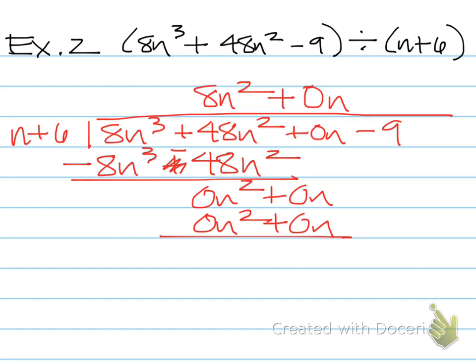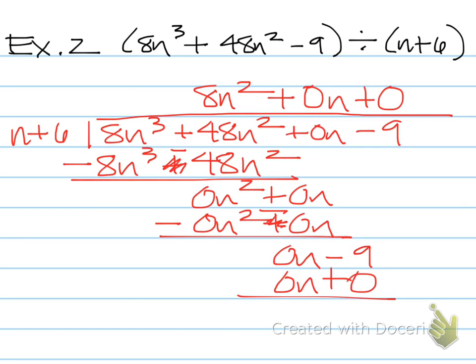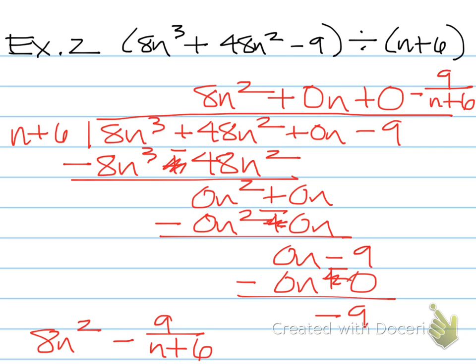Change the sign of the bottom row and add them up. We get 0n, bring down that last term. We need to multiply n by 0 to get 0n. And then 0 times n plus 6 is just 0n plus 0. Change the signs of the bottom row, add them up, and we get negative 9 as our remainder. So we write negative 9 over the divisor. Now getting rid of the placeholders, we should have 8n squared minus 9 over n plus 6.